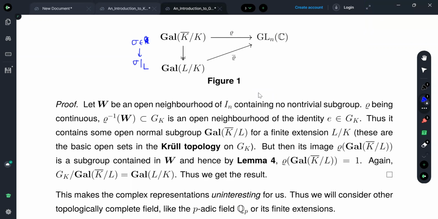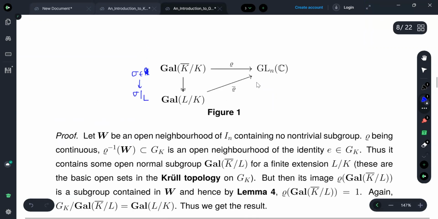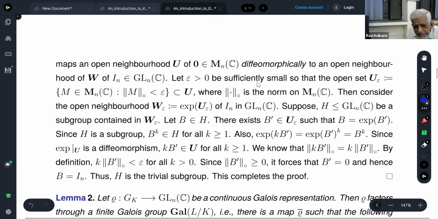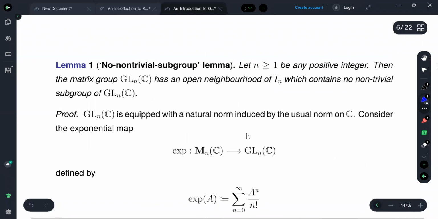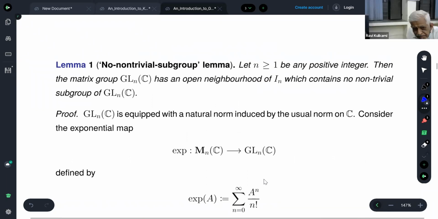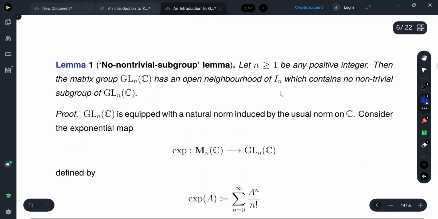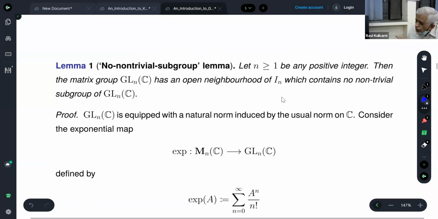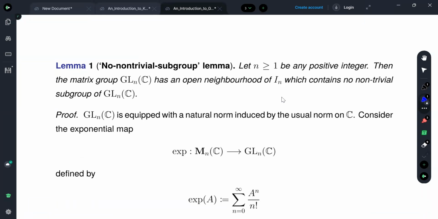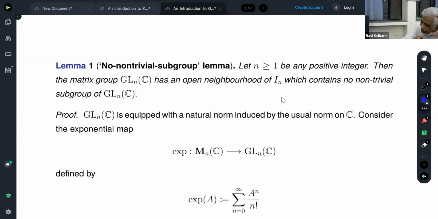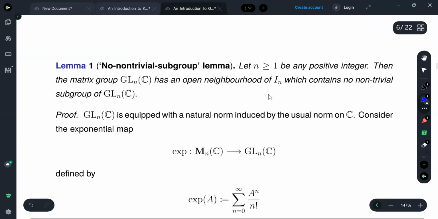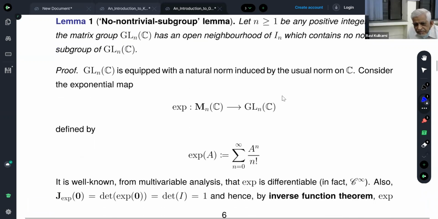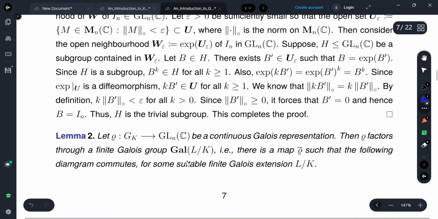Maybe that is the main idea, but there is a well-known proof using this fact, and that's what I have presented here. It is exactly using the fact that GLN C is connected in some way. Yes, GLN C is connected, whereas these absolute Galois groups are totally disconnected, and that's why the image has to be finite. And since the image has to be finite, it factors through a finite extension.